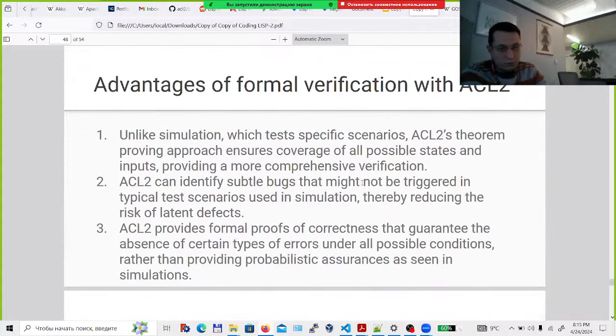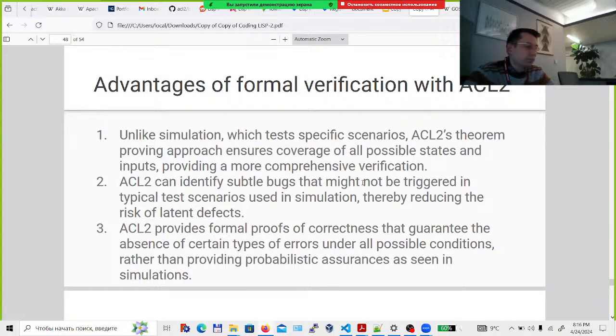Unlike simulation, which tests specific scenarios, ACL2's theorem proving approach ensures coverage of all possible states and inputs, providing a more comprehensive verification. ACL2 can identify subtle bugs that might not be triggered in typical test scenarios used in simulation, thereby reducing the risk of latent defects. For example, with some kind of physical invariant, you can verify a digital circuit with some kind of analog part, and those parts should be like a theorem. So it's a pretty cool thing to emulate even physics inside the theorem prover.